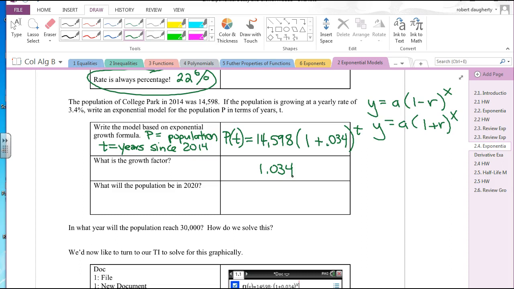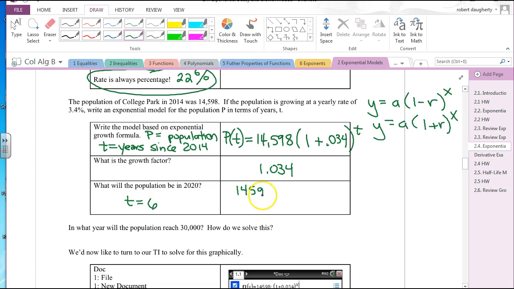How do I find out what the population will be in the year 2020? I need to substitute T is equal to what? T is equal to a number. 6. Why is T 6? T is the number of years since when? 2014. How many years after 2014 will be 2020? 6. Okay, so all I do is just plug this into the formula.